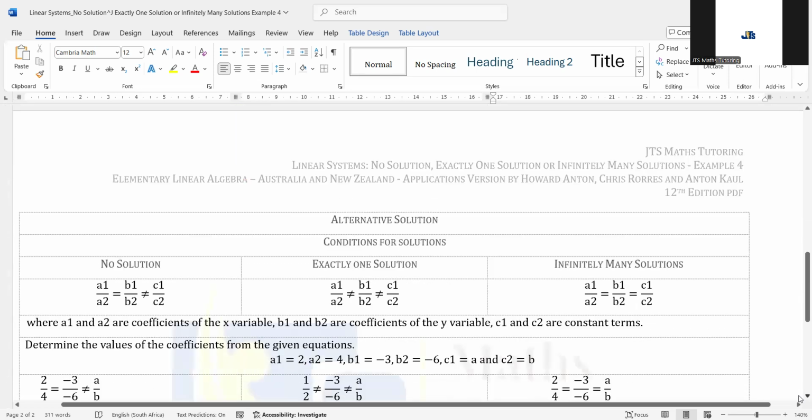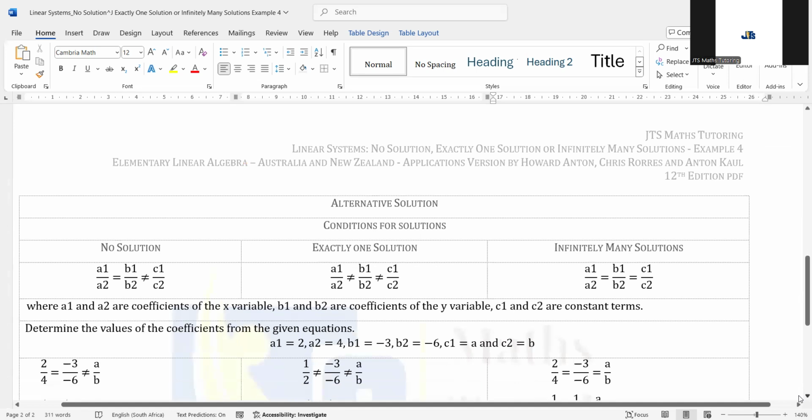Okay, so check it out. We are dealing with conditions for solutions here, okay? So for us to have no solution, A1 over A2 is equal to B1 over B2, which is not equal to C1 over C2. I'm not gonna bore you with the rest here, but all I want you to know is that your A1, your A2, your B1 and your B2 are the coefficients of your X and Y variables respectively, whereas your C1 and your C2 are constants, the results, okay?